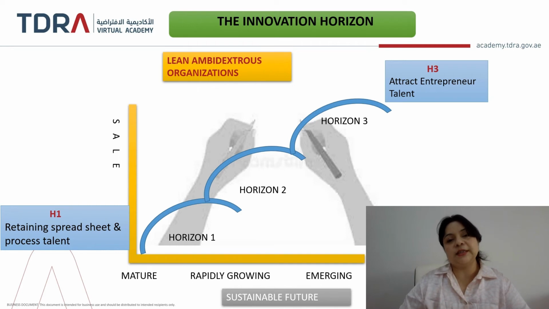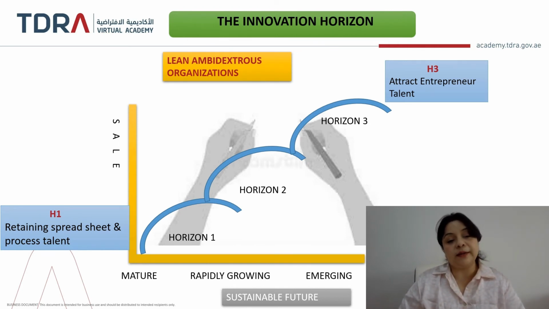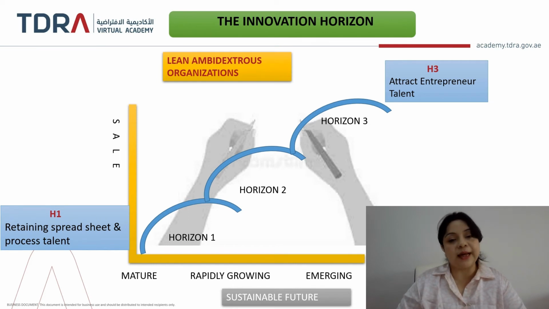More and more organizations want to become ambidextrous, which is to say, to be able to use both hands. In this case, it means to be able to use both ends of the spectrum, from mature to emerging. The mature products, which require spreadsheet and process based talent, have to be looked after. The other sector that has to be husbanded very closely is the emerging sector in Horizon 3, wherein we attract new entrepreneurial talent to create dynamic products or to develop upon existing traditional products to make them even better. And this is what lean ambidextrous organizations are hoping to do.